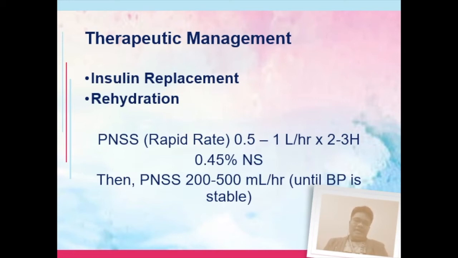You'll be giving plain NSS to your patient at a rapid rate, 0.5 to 1 liter per hour times 2 to 3 hours. So meaning it's a rapid infusion of your plain NSS. You may give 0.45% normal saline. Then later on, it is decreased to 200 to 500 ml per hour until the BP of your patient becomes stable. So if you can notice, there's a rapid replacement of fluids occurring to our patient.